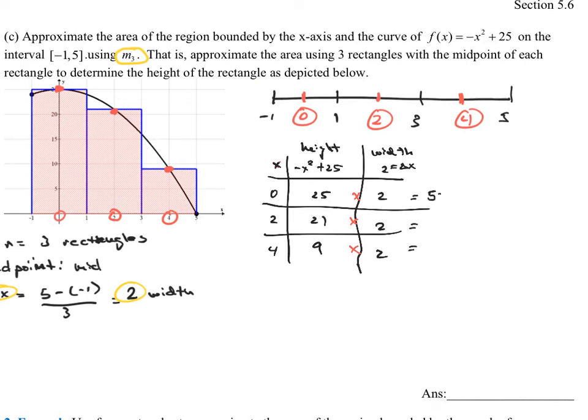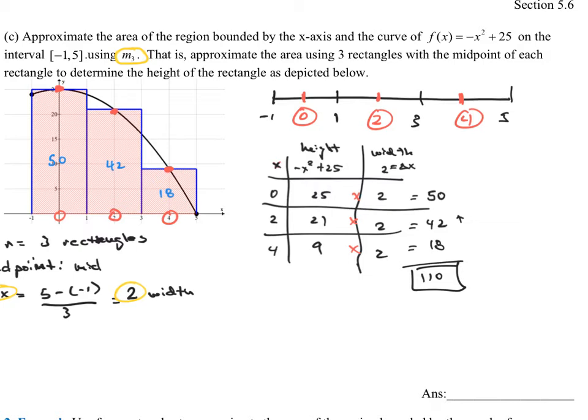I'm going to get an area of 50 units squared. 21 times 2 would give me 42 units squared. 9 times 2 would give me 18 units squared. So that's the area of each one of those rectangles if you visually want to see it. The first one has an area of 50, the second one was 42, and the third one was 18. So what do I do? I add those three areas together. That gives me an estimation of, please double check my math, I'm getting 110 units squared.